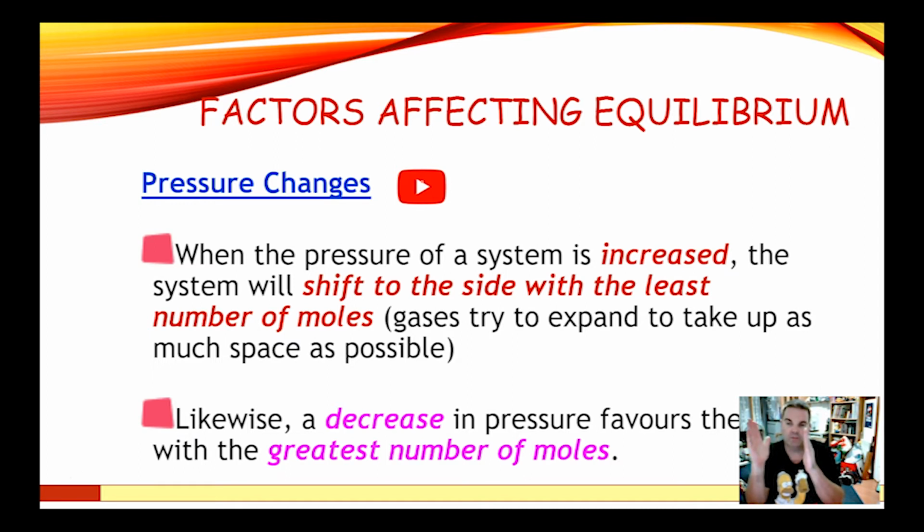So if you take 20 moles in here and you compress it down, it's going to try to decrease the number of moles. It's going to try and reduce those 20 moles you've got down to, say, 10, and then the pressure isn't going to be as great, and it's offset what you've done.